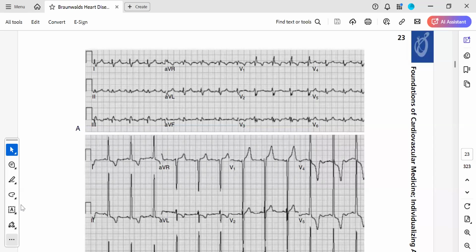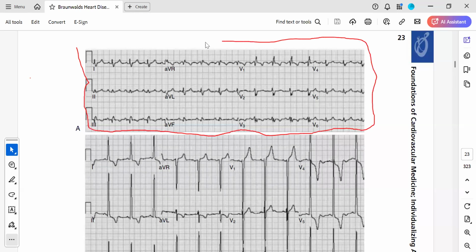And then in terms of axis, the axis also looks like a right axis deviation. And then there's a McGinn-White sign, which is S1, Q3, T3. That's also present. I think those are the significant features seen on that ECG.